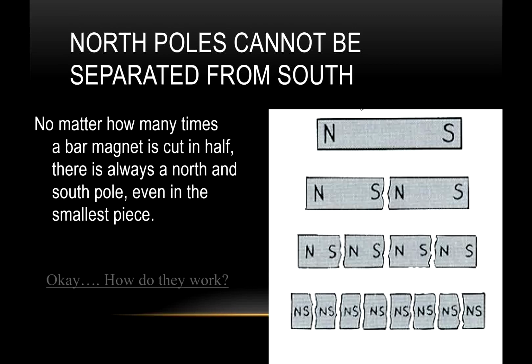So, there is a little quirk to this, and I'm sure some people have thought about this before. If you have a magnet and you were to cut it in half, could you just have a north magnet and a south magnet separately? The answer to that is no. You cannot just split a magnet up and only have a north side and only have a south side. There will always be a north and a south side to every magnet.